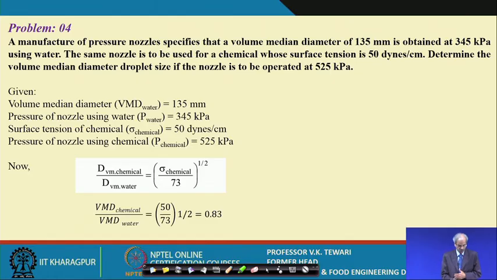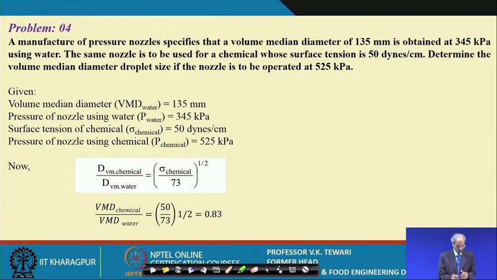Now, what is asked here is, a manufacturer of pressure nozzles specifies that a volume median diameter of 135 millimeter is obtained at 345 kilopascal using water. The same nozzle is to be used for a chemical whose surface tension is a certain value. So, determine the volume median diameter of droplet size if the nozzle is to be operated at this pressure, the tension remaining the same.